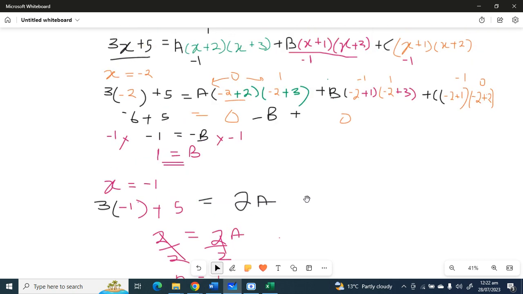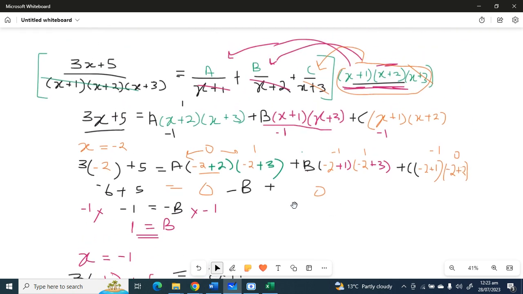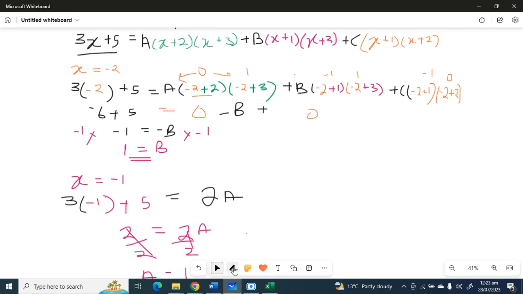So again, we'll come to our expression here. Okay, 3x plus 5 equals a, x plus 2, this expression here. Then we're going to ask ourselves, which number must we replace x with so that we can get rid of our other expressions and remain with c, so that we can find the value of c. So if we make x equal to -3, we're going to say let x equal to -3.